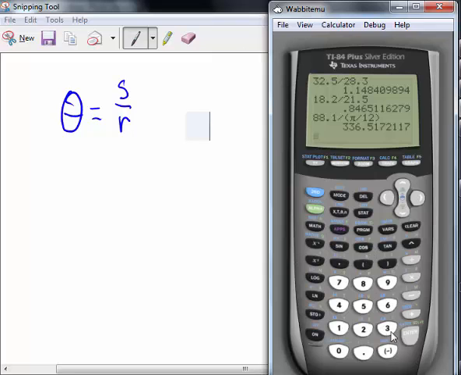Number 12, we know 3.84 is the S. Divide by the number of radians, 2.08, and we get the radius is 1.85. 14, we know theta, so we would take S, 125, divided by theta, which is 5 times pi over 6, and we would get about 44.7 would be R.